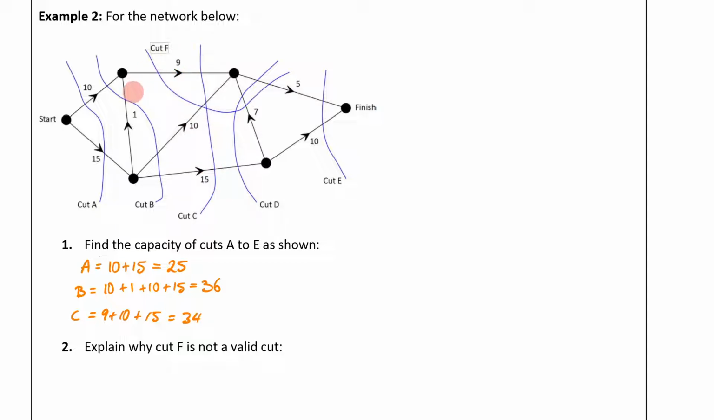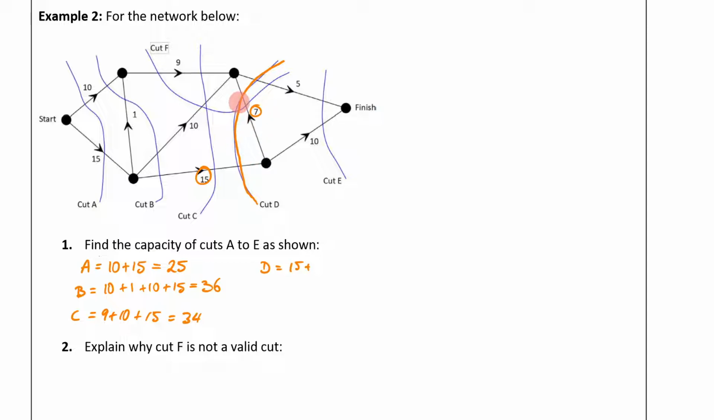Now, I'm actually going to leave F for a moment. Let's come to cut D, which makes sense because it is next alphabetically. All right, we'll cut here and there. That's cut D right there. So I'm cutting through 15. I'm cutting through 7. And I'm cutting.